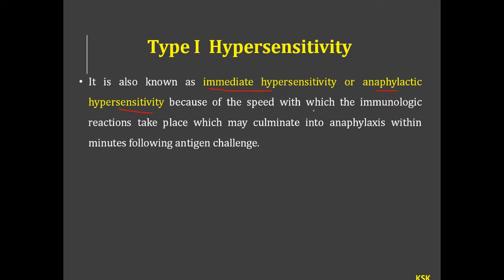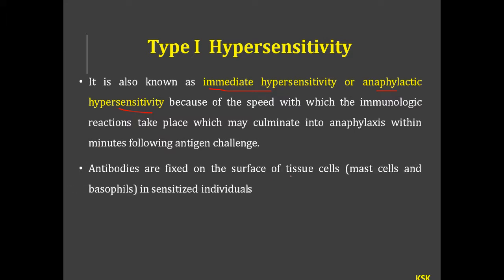This is because of the speed with which the immunological reactions take place, which may culminate in anaphylaxis within minutes. Within minutes, we can observe the reaction following antigen challenge, and the antibodies are fixed on the surface of the tissue cells. This is the principle involved in the type 1 hypersensitivity reaction. What type of tissue cells? They are the mast cells and the basophils in sensitized individuals.